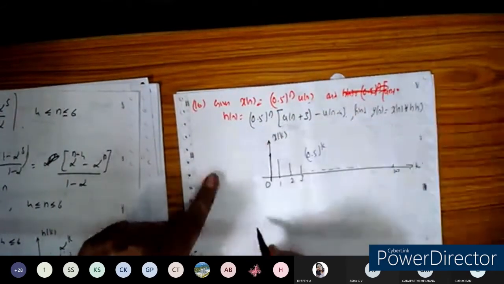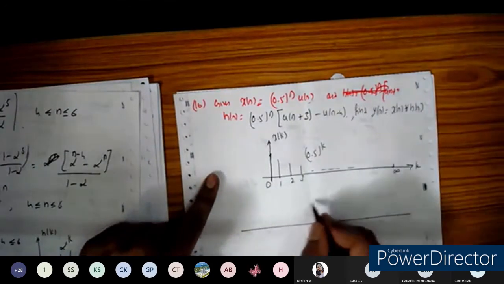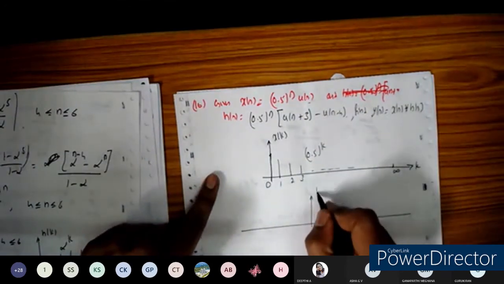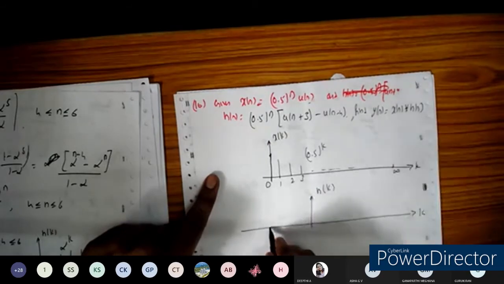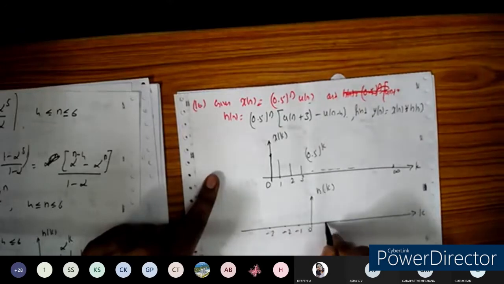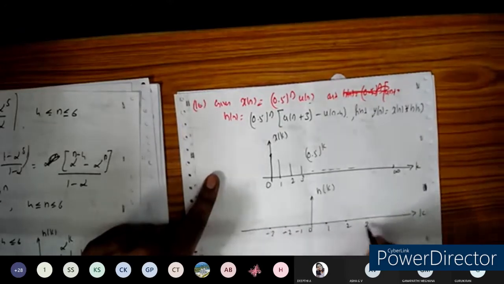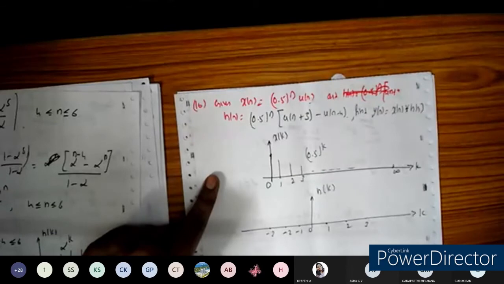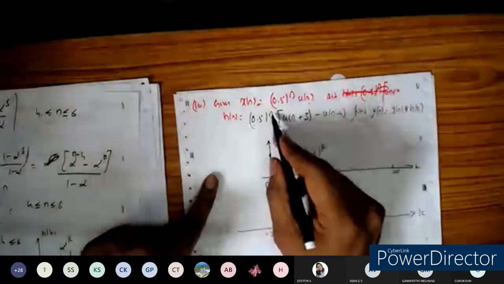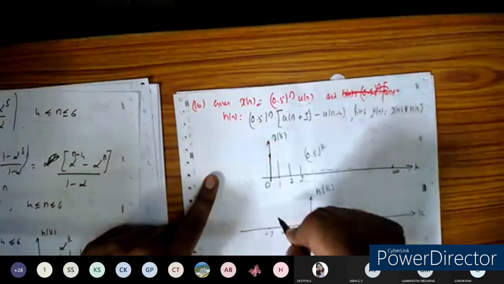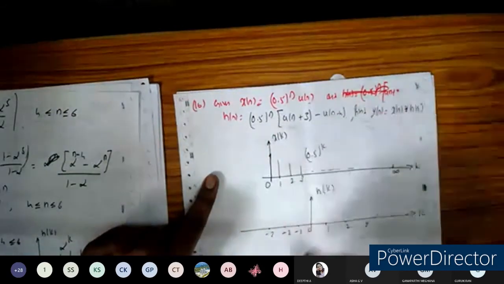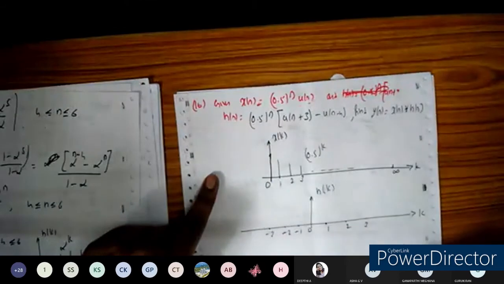So let us plot the waveform for that one. So this is for h of k. I'm going to plot here h of k. So this is k. This is for k is equal to minus 3, minus 2, minus 1, 0, 1, 2, and 3. When I substitute n is equal to minus 3, 0.5 to the power of minus 3 is nothing but, 0.5 to the power of minus 1 is nothing but 1 by 0.5.